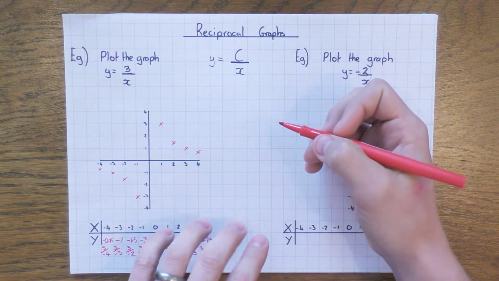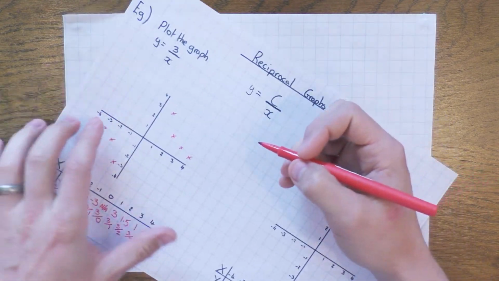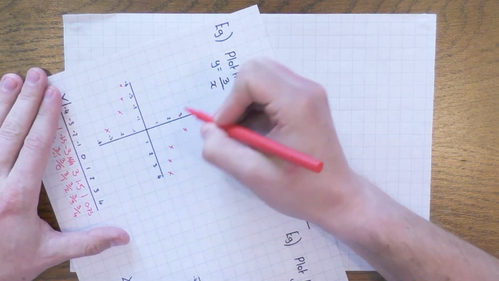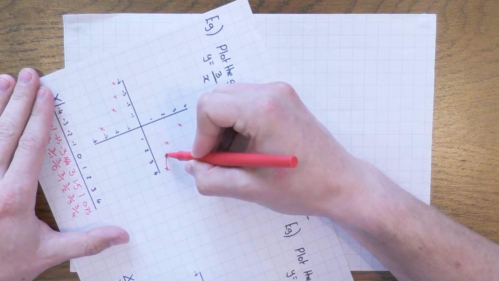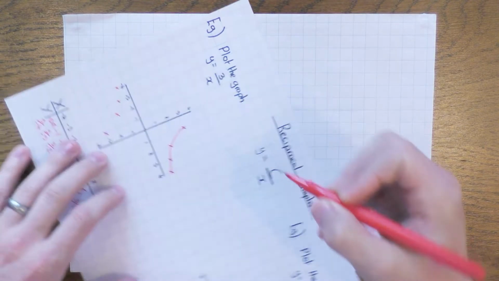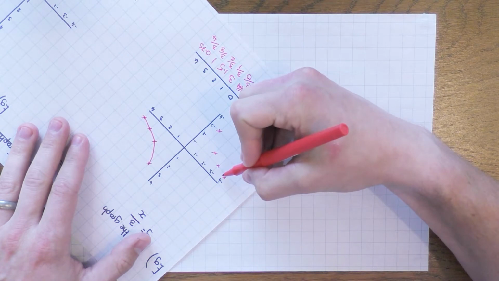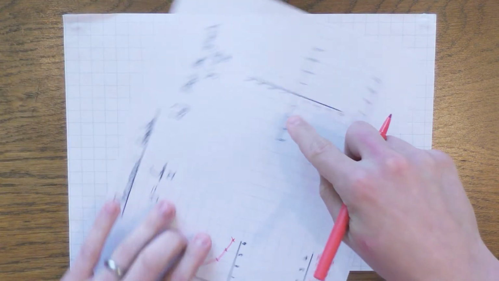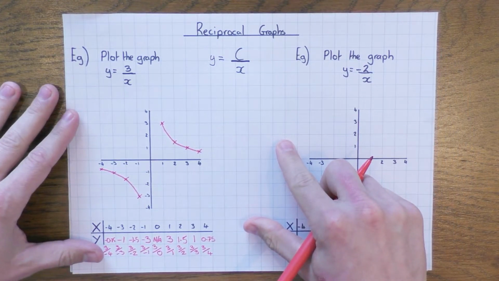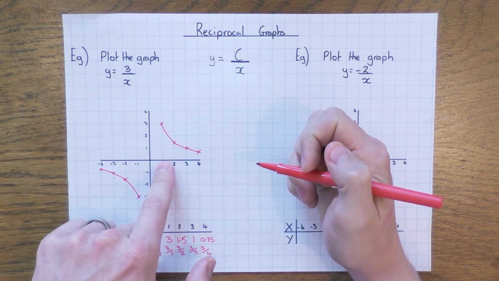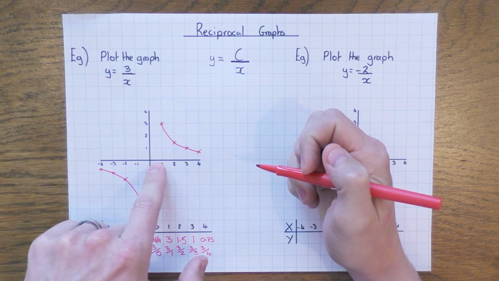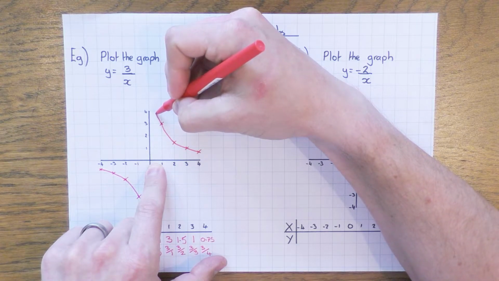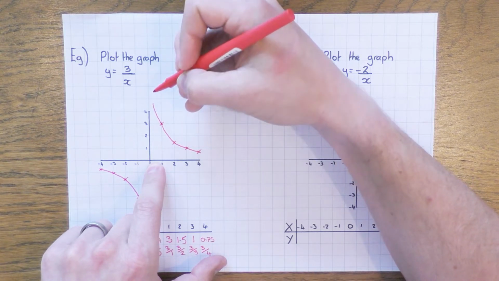And then we need to join these up, but this is where it's slightly different. Turn your paper so you can get a nice curve with your wrist going through the points, like so. There we go. This is what a reciprocal graph looks like, and actually, the closer you get to the y-axis, the closer you get to x equals 0, this will get closer and closer and closer to the y-axis, but it will never actually touch.